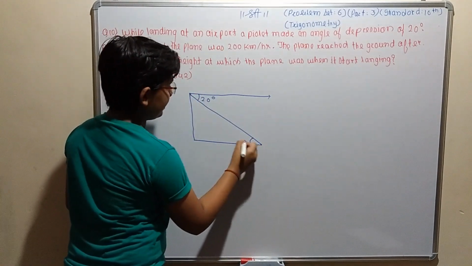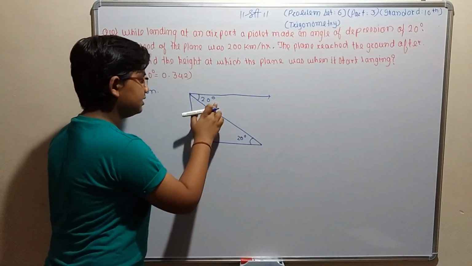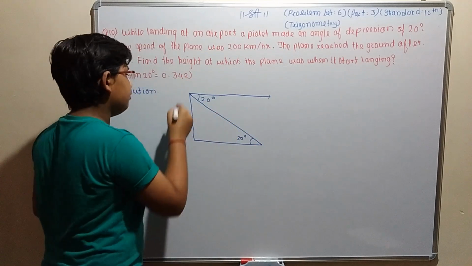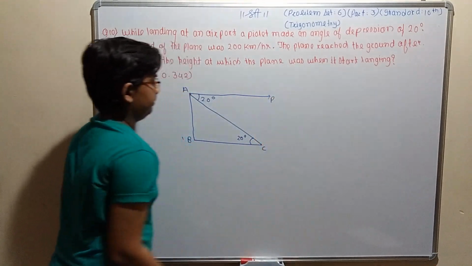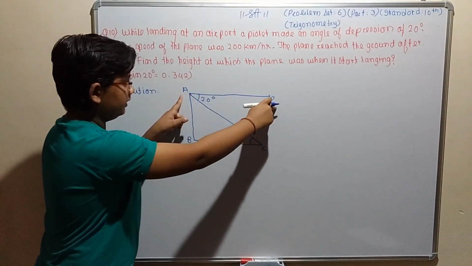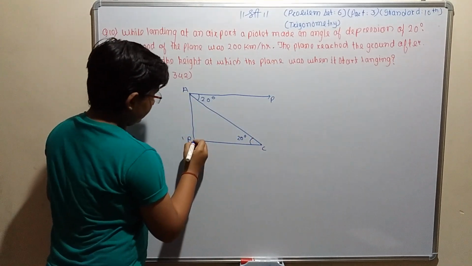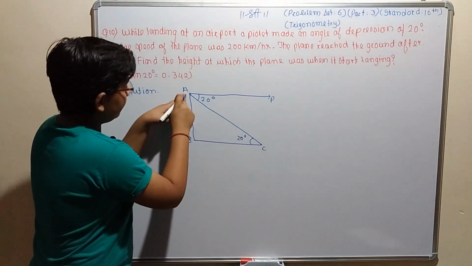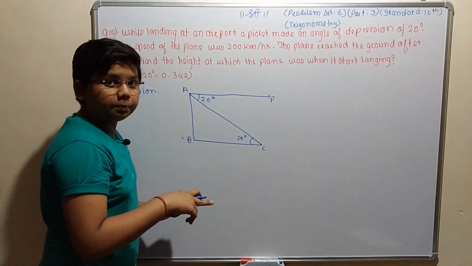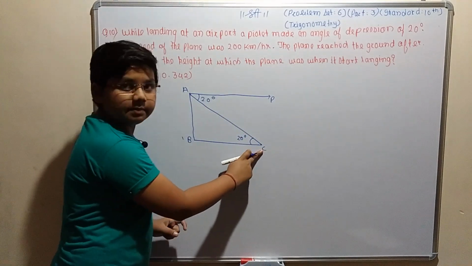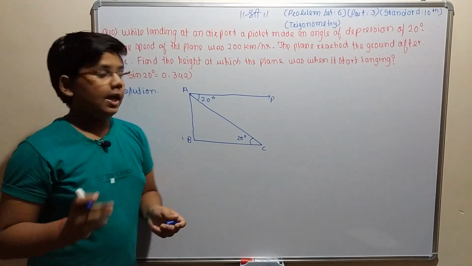So we can say that this angle is equal to 20 degrees, because these two are parallel lines and this is the transversal. So this 20 degrees is equal to this angle. Now we will name the points A, B, C, and consider this to be P. Now this ray is AP, and the angle of depression is 20 degrees, so angle ACB equals 20 degrees. Also, it is given that to go from point A to C, he needs 54 seconds at 200 kilometers per hour speed. That means we can find the length of AC by using the speed, distance, time formula: speed equals distance by time.